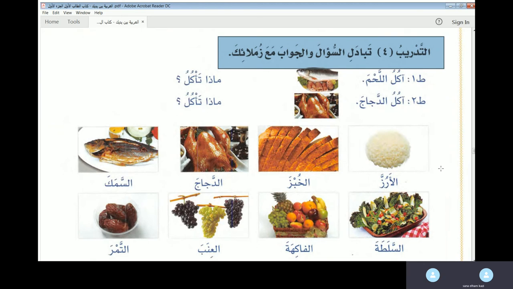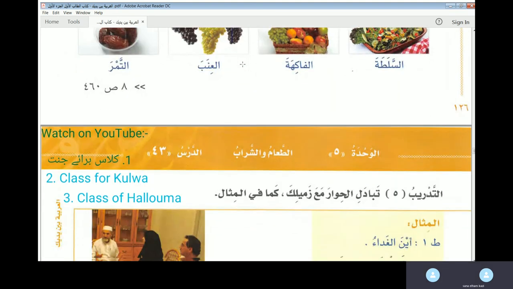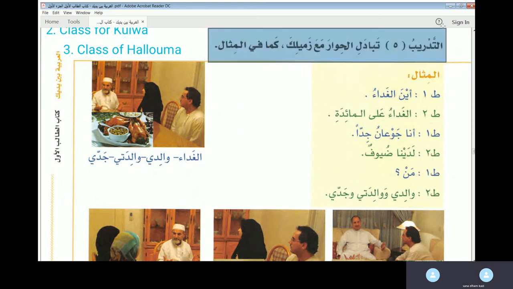Tadrib Rabi. Tabadalis sual wal jawab ma zamilik. Fourth exercise. Tabadali, change the questions and exchange the questions and answers with your colleague. Okay, so I'll skip questions. Next, tadrib ul khamis. Qadir al hiwara ma zamilik kama fil mithal.